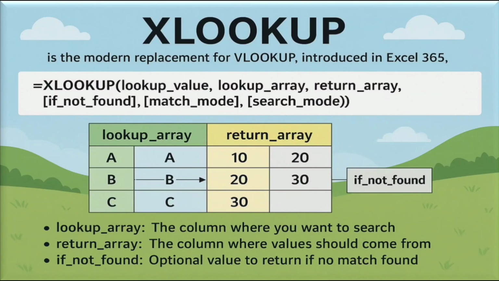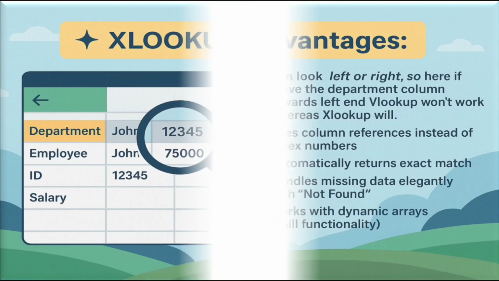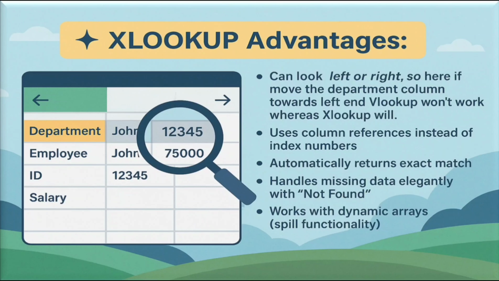Having a look at XLOOKUP advantages. XLOOKUP can look both left or right, so here if you move the department column towards the left end, VLOOKUP won't work, whereas XLOOKUP will. XLOOKUP uses column references instead of index numbers. It also automatically returns exact match and handles missing data elegantly with if not found, while working with dynamic arrays, that is spill functionality. So this is a short overview of the XLOOKUP function.